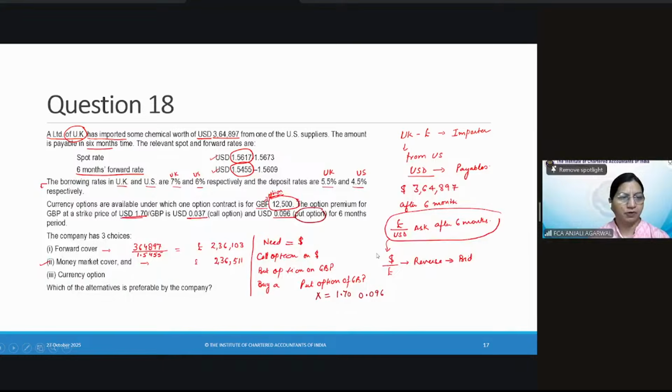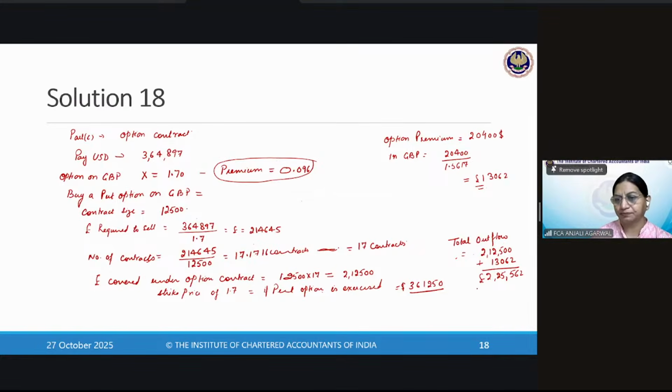Once again, if the spot rate is given, it's good after 6 months. But if it is not given, you may again assume the forward rate to be the applicable spot rate after 6 months. So $3,647 is still unhedged, and $3,647 divided by 1.5455, you end up giving maybe 2,360 pounds for the unhedged dollars. Okay.